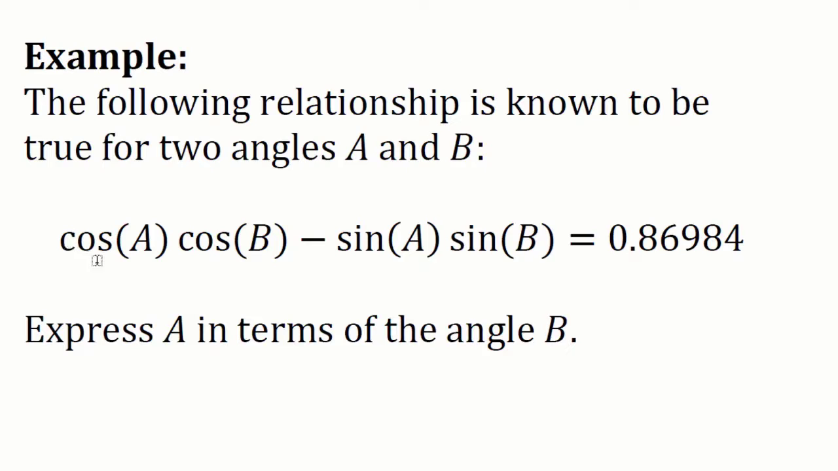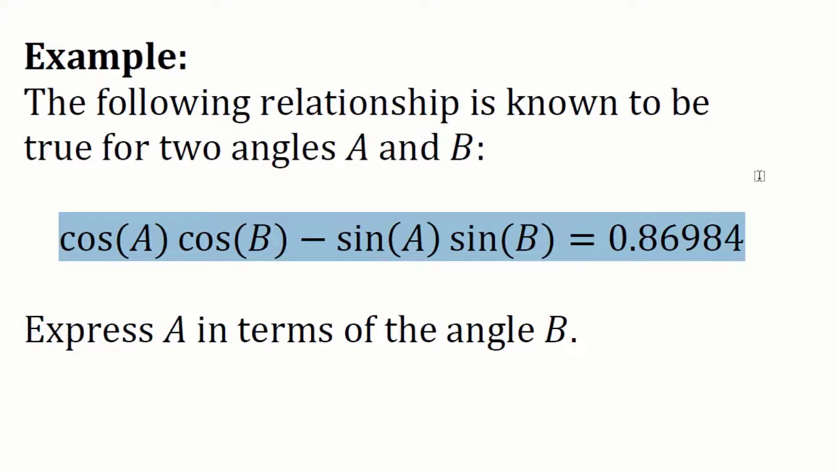And so the relationship we have is cosine of A times cosine of B minus sine of A times sine of B equals 0.86984. The goal of the problem: express A as an angle in terms of the angle B. So what's primary in this problem is this relationship that we're having right here. So let me now put that in highlights.